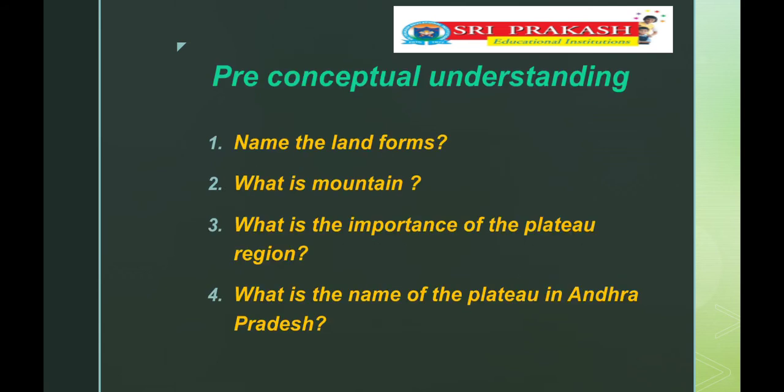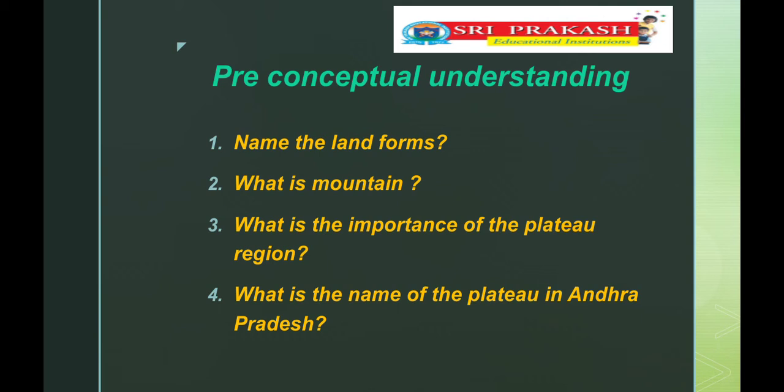Okay, then pre-conceptual understandings. Pre-conceptual understanding is based on your previous lesson, children. I would like to ask some questions. Please say the answer, children. Name the landforms. What are the landforms, children? Mountains, plains, plateaus, deserts. These are the landforms. What is a mountain? A mountain is land which has more height and a steep slope.